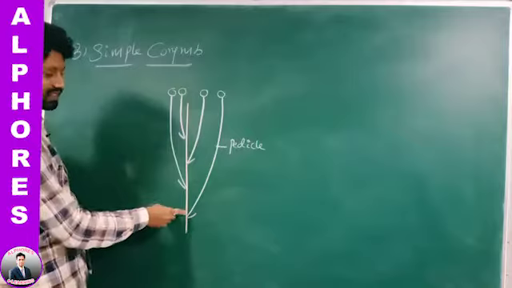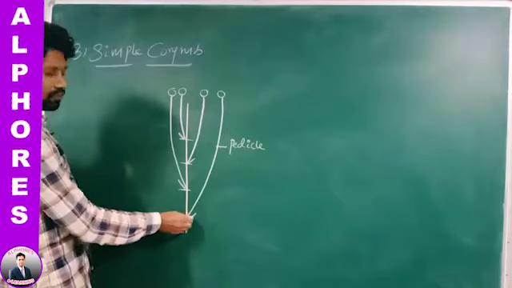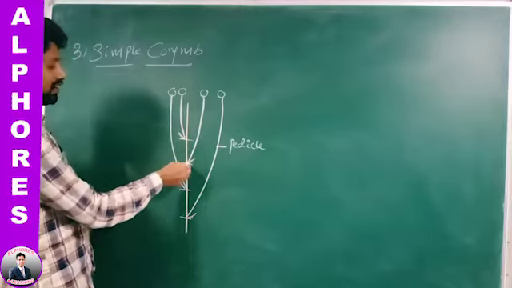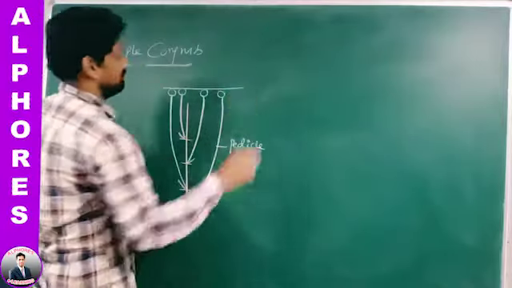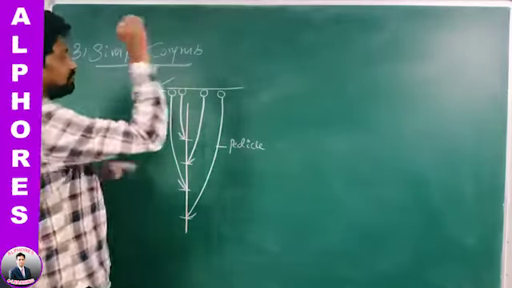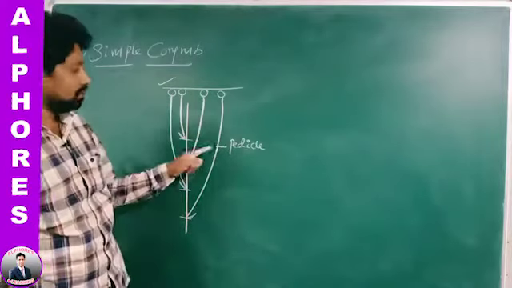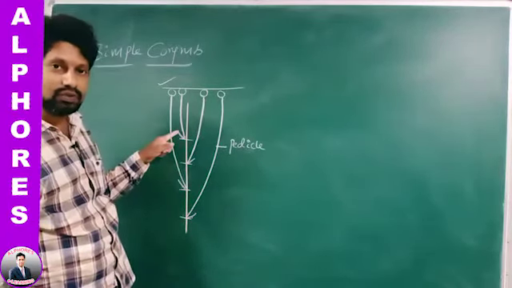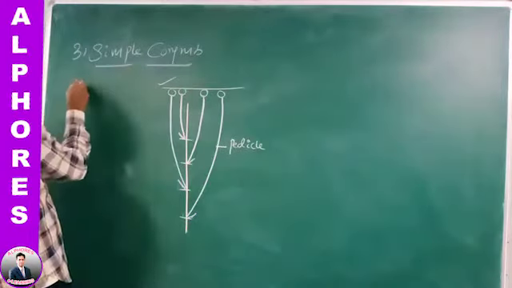Sir, are all these flowers developed from the same point? No. This flower is developed at this point, and this flower is developed at this point. Therefore, flowers are developed at different nodes, but brought to the same height. Even though flowers are developed at different nodes, they are brought to the same height due to the difference in length of the pedicel. Right? Therefore, simple corymb.